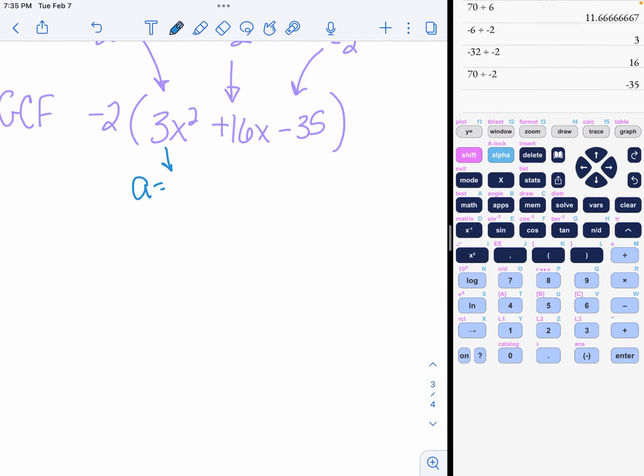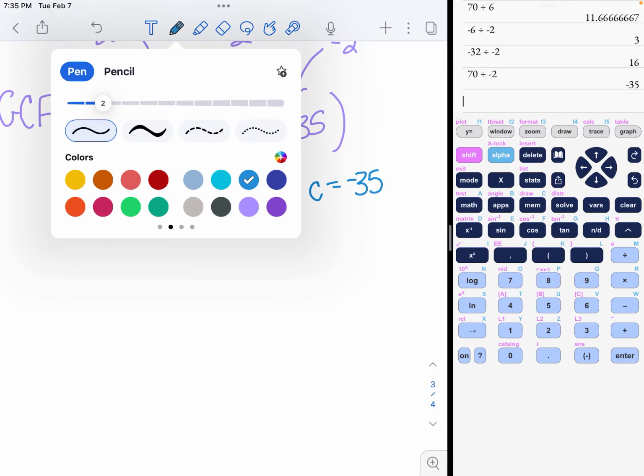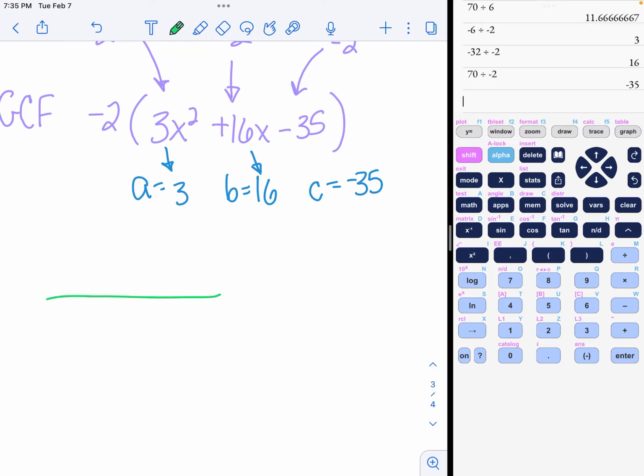A is the number in front of the x squared, b is the linear coefficient, and c is the constant at the end. Now I move on to step 3, where I make my chart. I have to multiply a and c and label b. B is 16. A times c is going to be a large number. We're going to have to fight for this one a little bit.